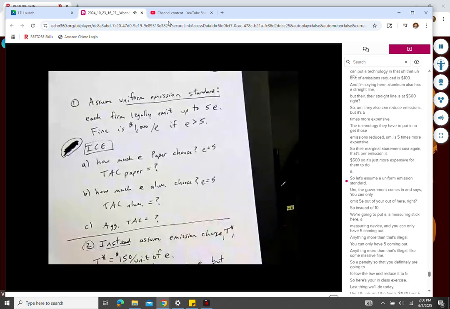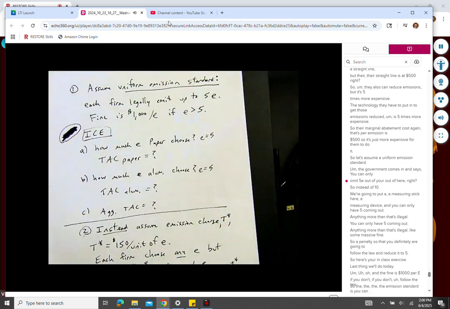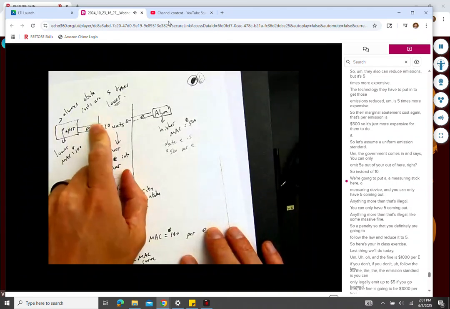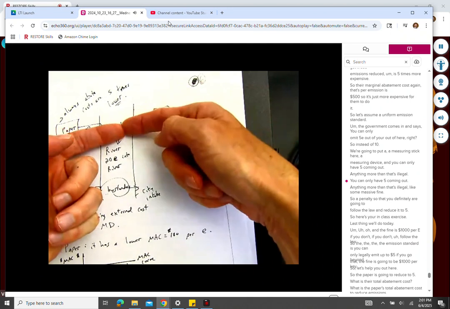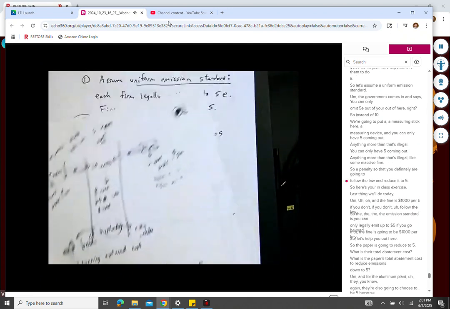So let's assume a uniform emission standard. The government comes in and says, you can only emit 5E out of here. Instead of 10, we're going to put a measuring device here, and you can only have 5 coming out. Anything more than that is illegal, with a massive fine, a penalty, so that you definitely are going to follow the law and reduce it to 5.